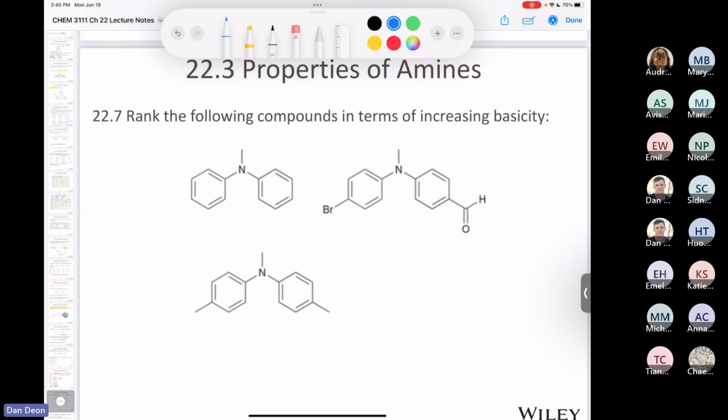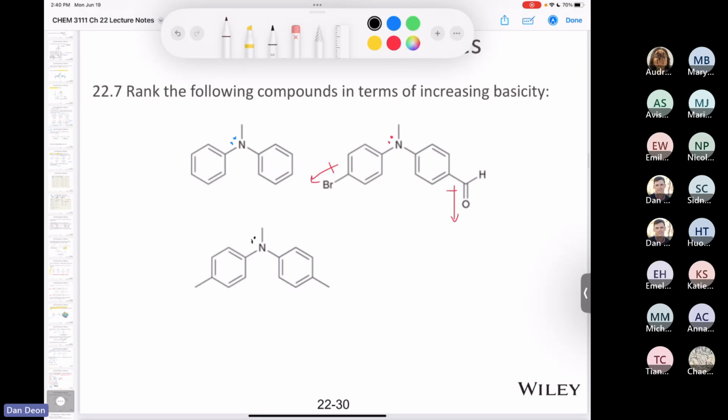So really all we're doing here is we're just kind of examining the lone pair. So if I put this lone pair in blue, this lone pair in red, and I'll put this lone pair in black, which one of these lone pairs do you think is the least available? The blue, the red, or the black? It's the red ones, right? Because you've got electron withdrawing groups. You've got the bromine, which is electron withdrawing via induction, and then you've got the carbonyl here, which is electron withdrawing.